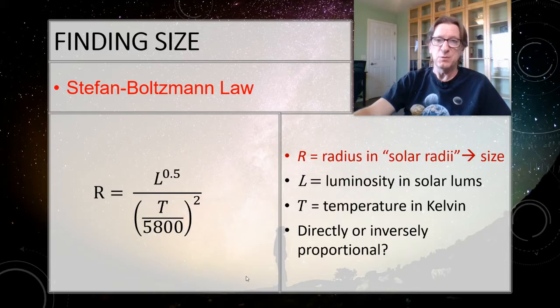But I know you all want to put it in at the same time. Just be really careful. There's an implied parenthesis of everything in the top and then everything in the bottom. So do your L raised to the 0.5. If you've got one of those fraction buttons, that's fine. But then parenthesis T over 5800, close, squared.